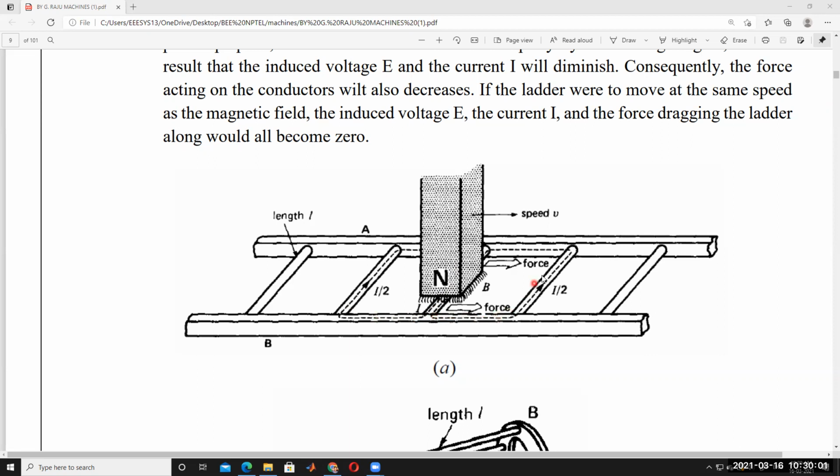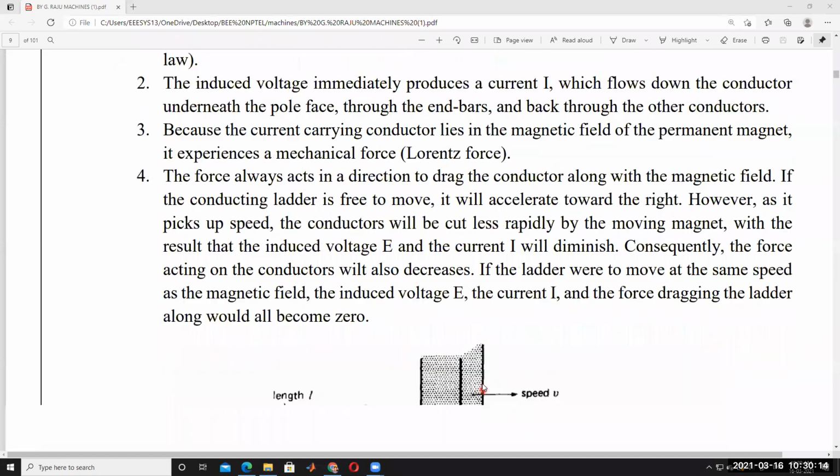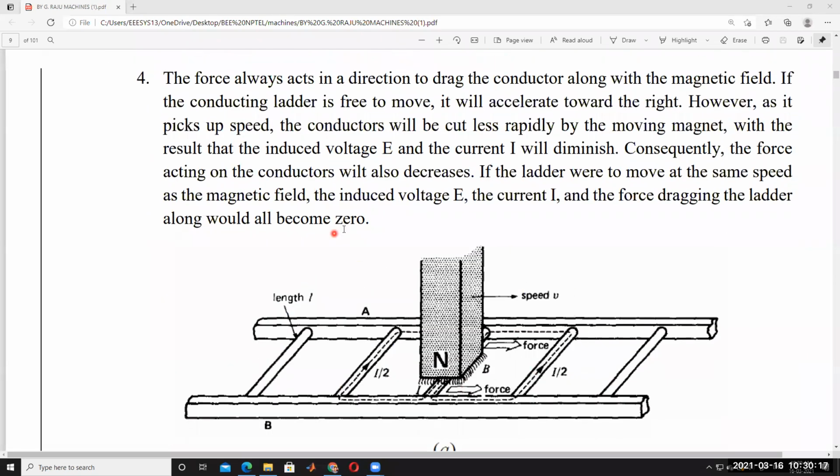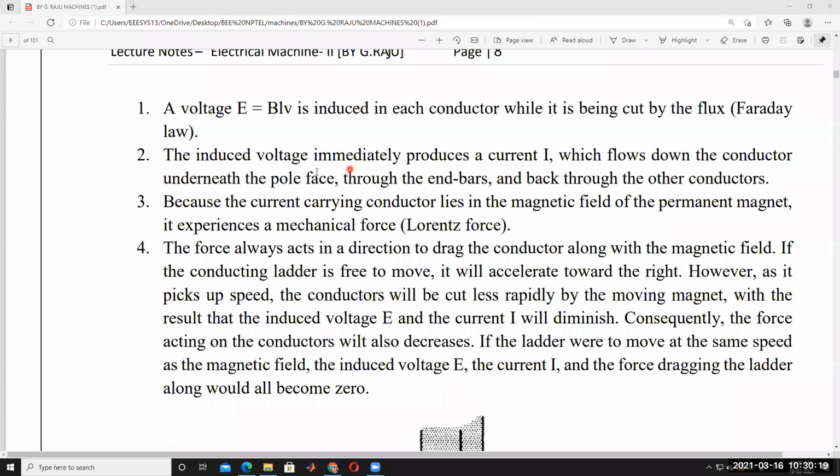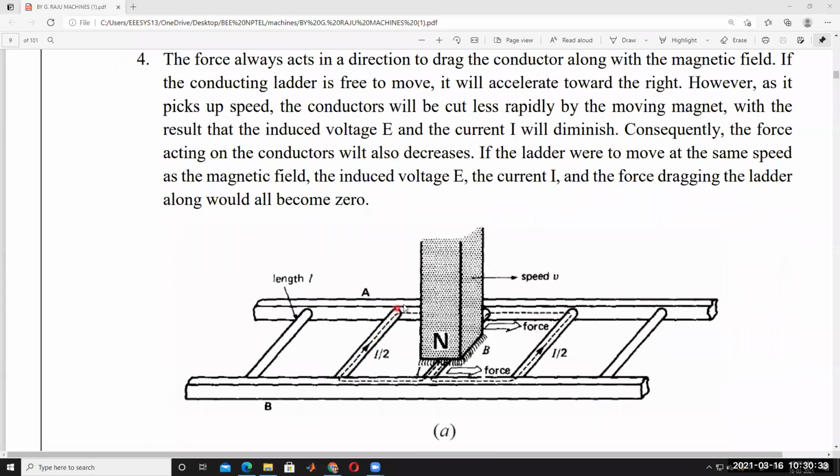So this is I by 2 and this is I by 2. This current is called I. This current I is divided into I by 2 and I by 2 and comes back in this manner, so it is a closed loop. Like that, the current is circulating in this rotor because of the EMF induced in this rotor. The induced voltage immediately produces a current I, which flows down the conductor underneath the pole face through the end bars and back through the other conductors like this.